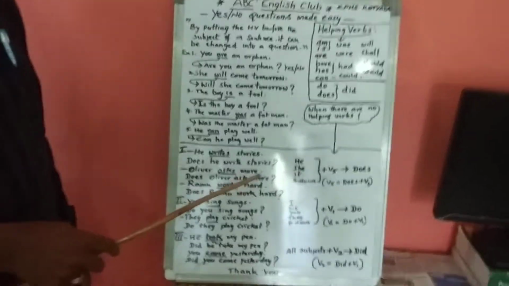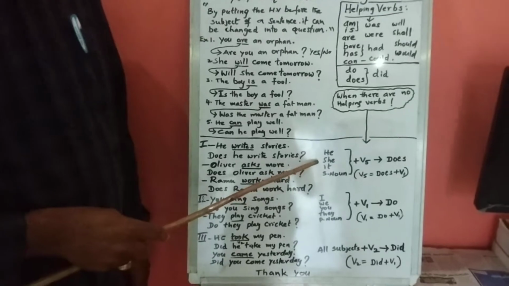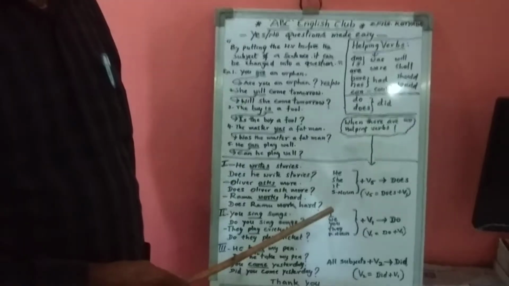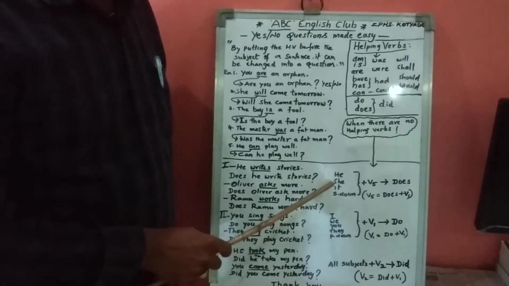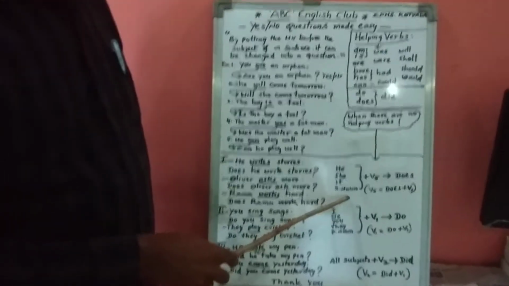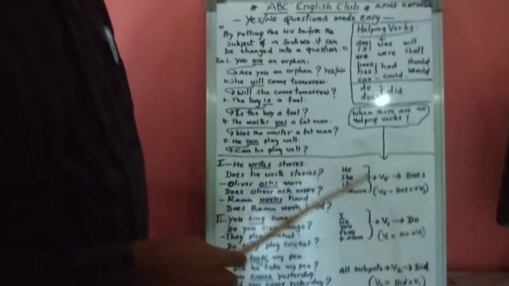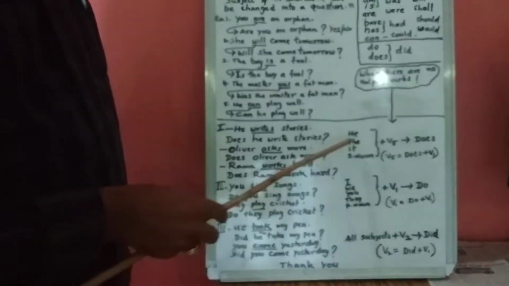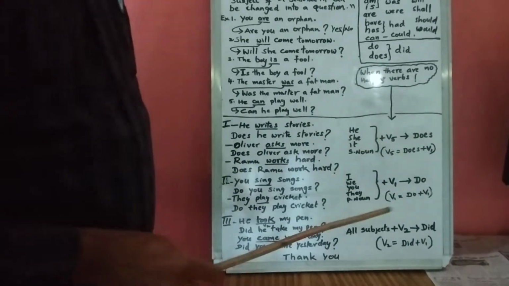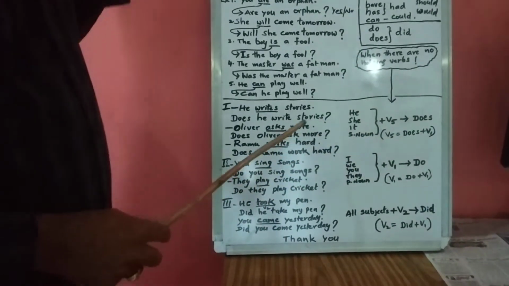Look at the whiteboard. Here, in the subject place, there are pronouns or nouns. Here the subjects are third person singular: he, she, it, and singular nouns. For these subjects, this is simple present tense. Verb 5 will be there. Then use does. So verb 5 becomes does plus V1. Does plus V1. Look at the example.